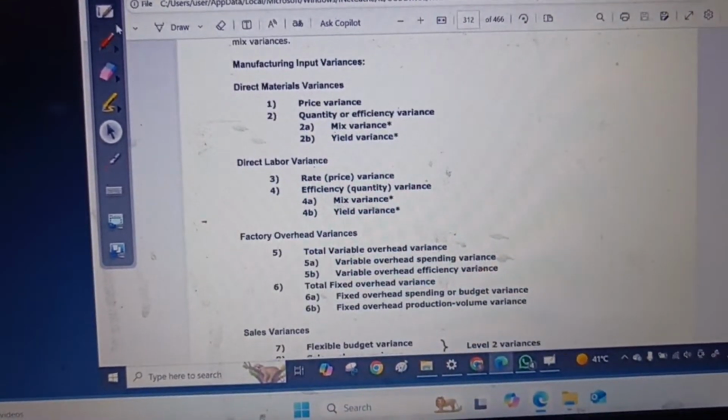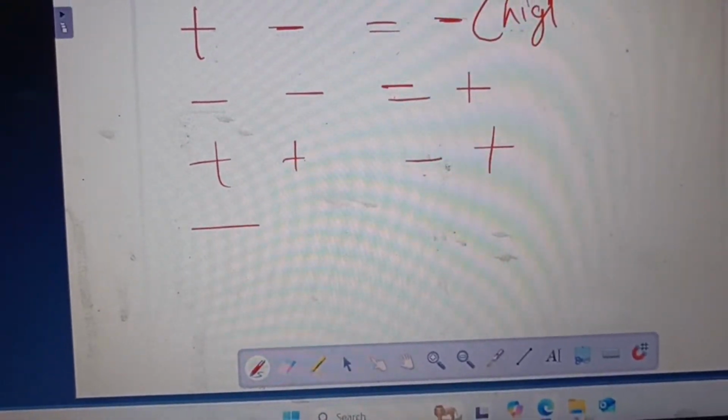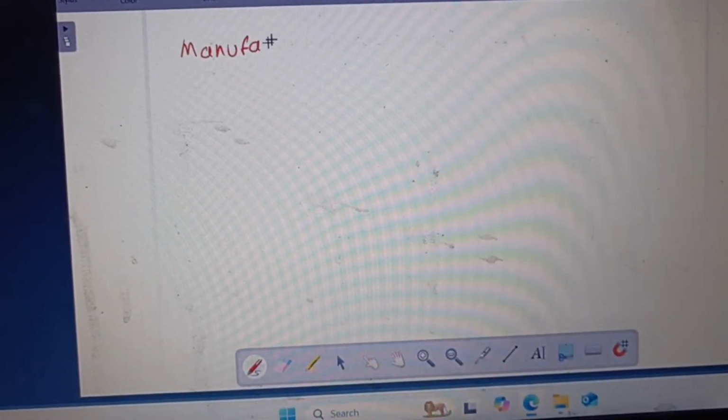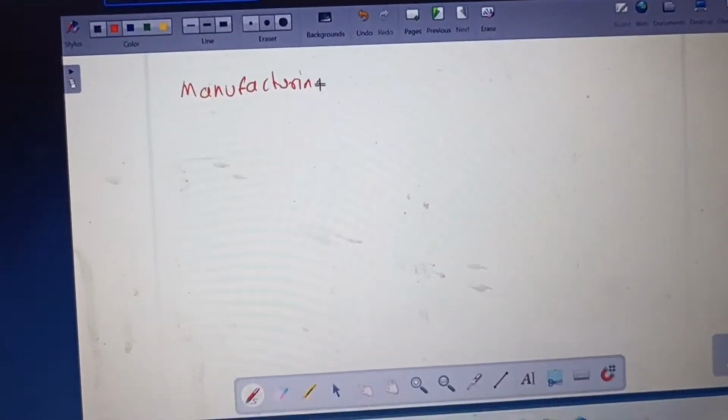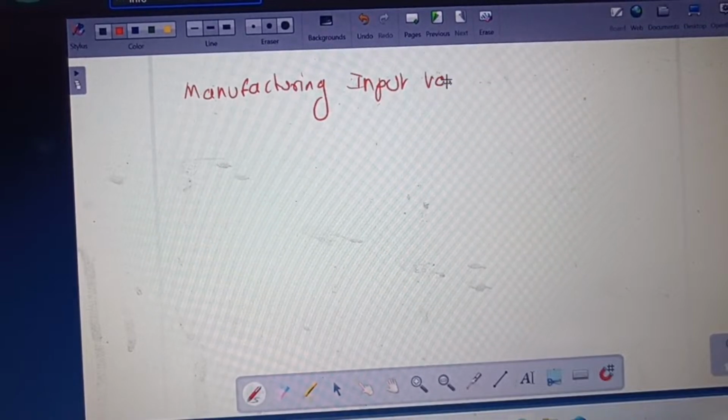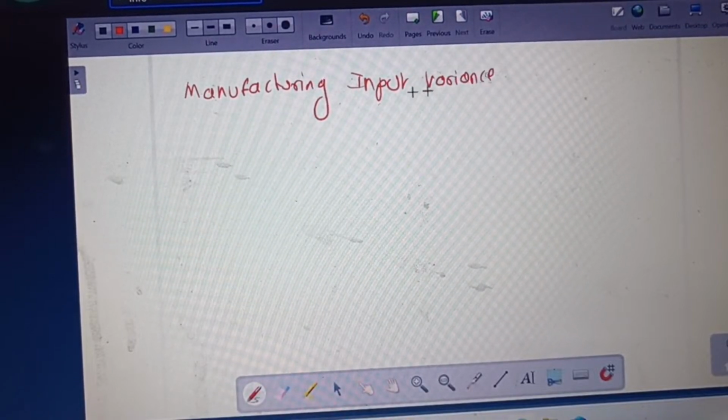Now we come to level 2 variance. Level 2 variance is a little tricky. It is also called manufacturing input variance. Input means raw materials.